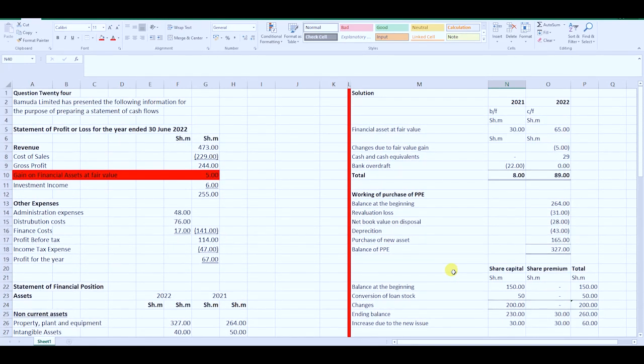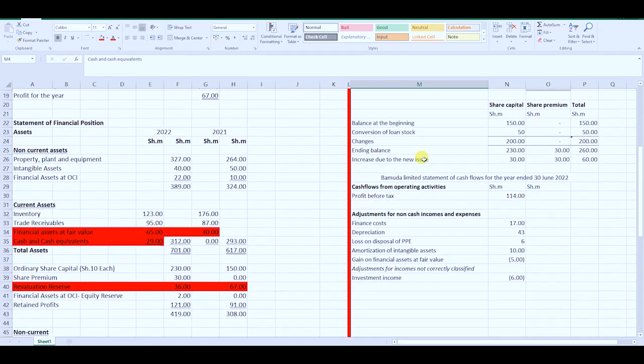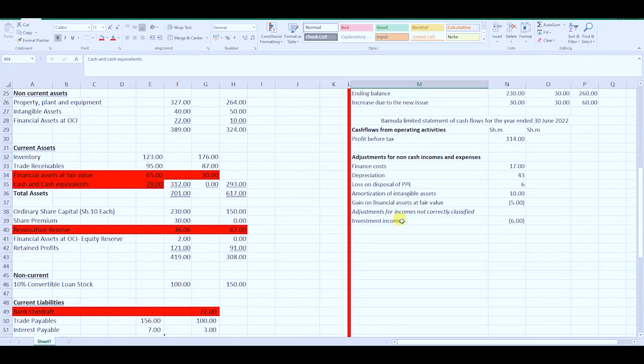And from our working over here, this working represents the working for cash and cash equivalents. Someone might ask, what were we doing by working out the 8 and the 89? So I can put that bolded like that. So this is the working for cash and cash equivalents. We proceed on with the cash flow statement.